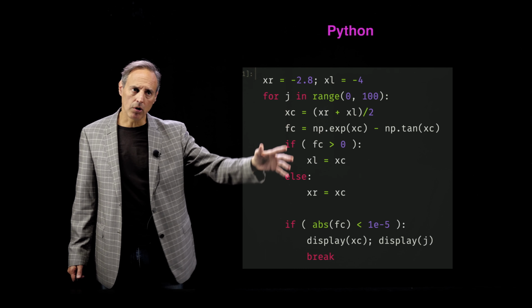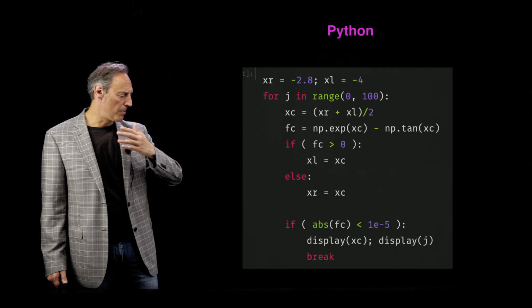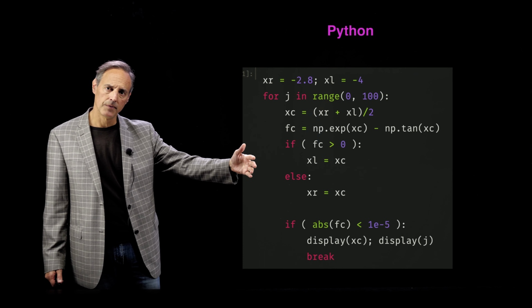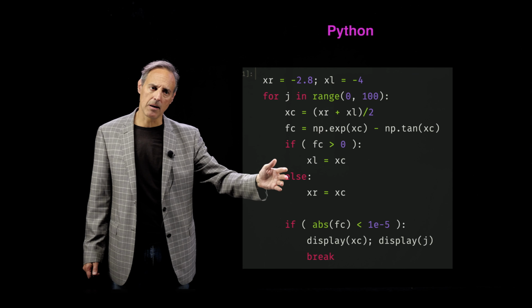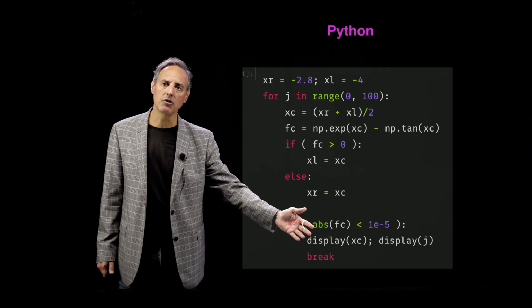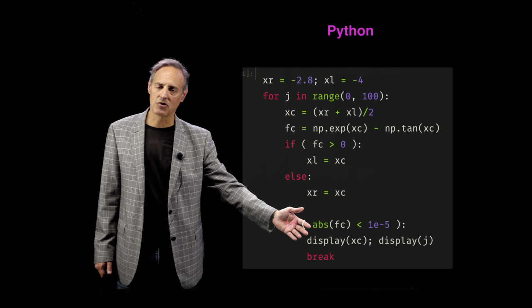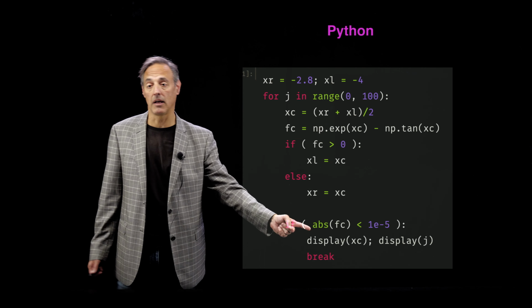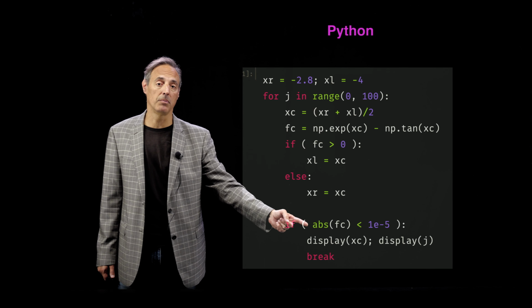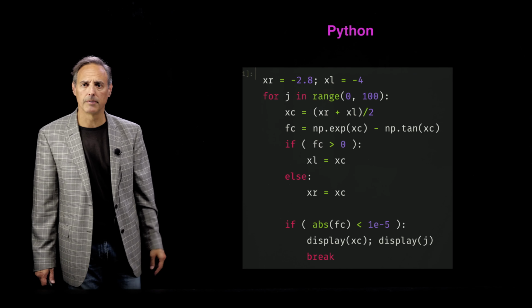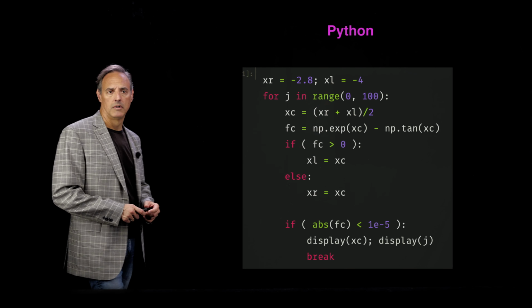So you're in a for loop with j, and you're going to be in it 100 times. But if you do this and you keep cutting in half, and all of a sudden after nine times in the loop, you actually find that you have the solution to 5 decimal place precision, you cut out of that loop. You've converged.